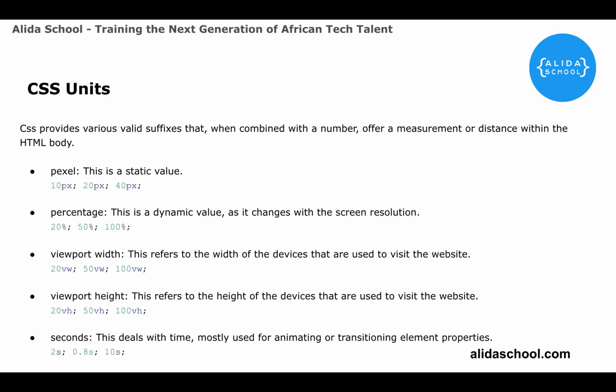You have seconds. This deals with time and is mostly used for animation and also transitioning element properties. You can have 2s, which stands for seconds, 0.8s, or 10s. It all depends on the speed you want to create.